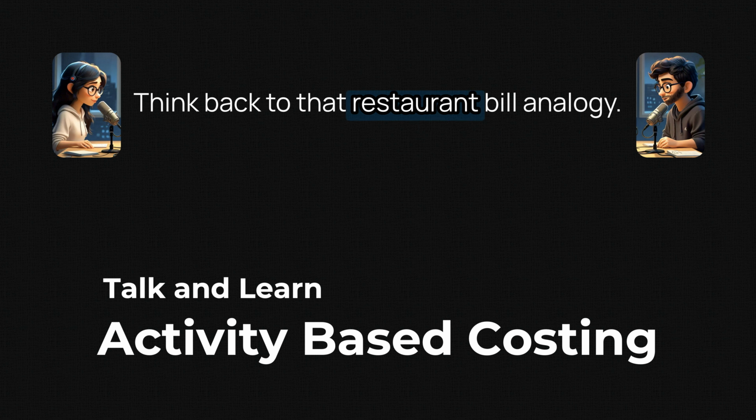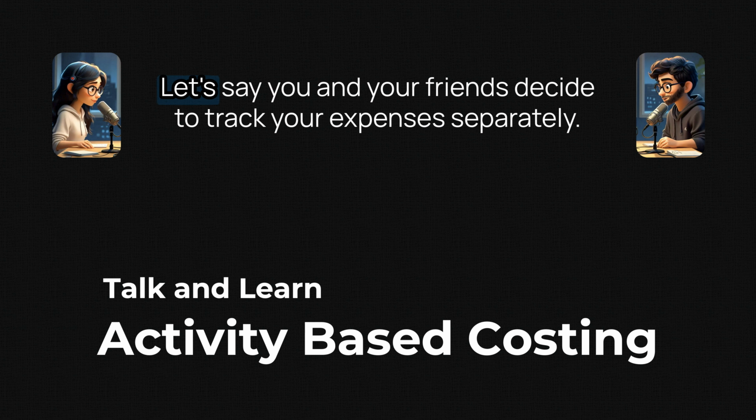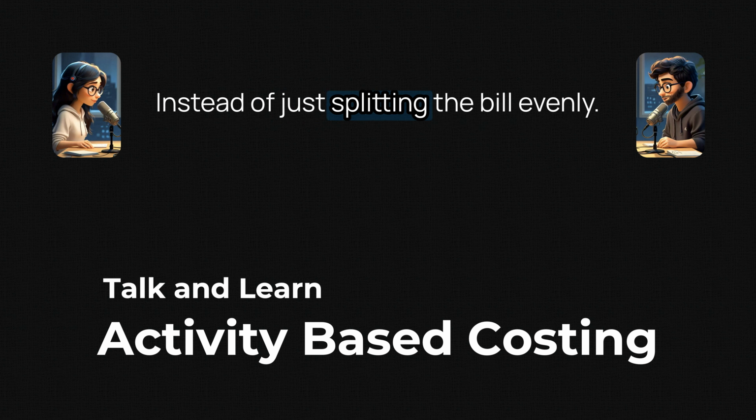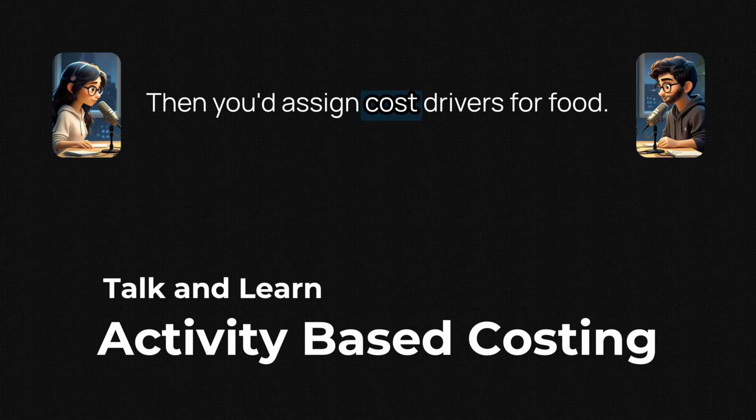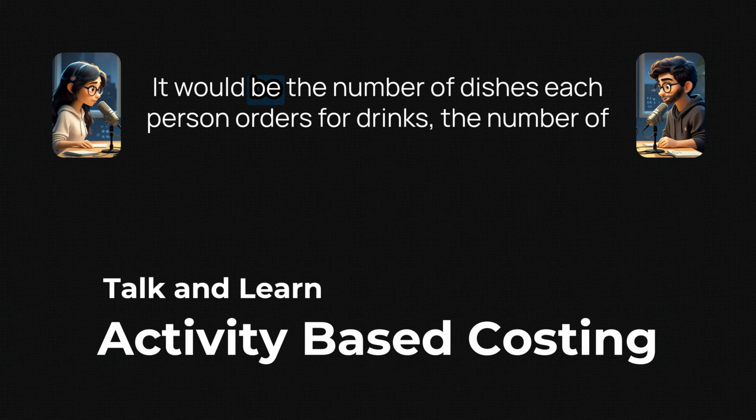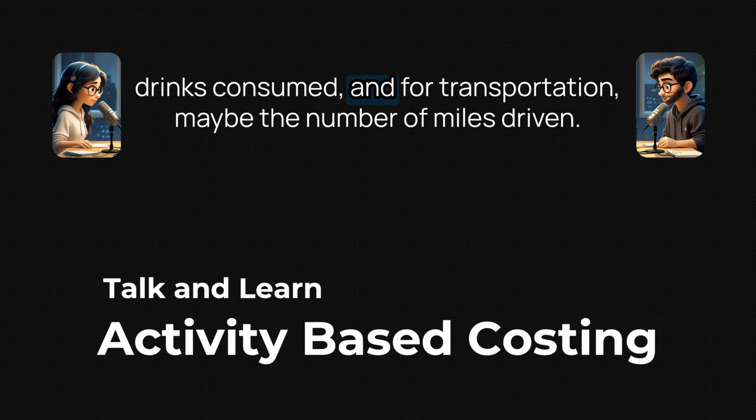Think back to that restaurant bill analogy. Let's say you and your friends decide to track your expenses separately. Instead of just splitting the bill evenly, you'd create cost pools for things like food, drinks, and maybe even transportation. Then you'd assign cost drivers. For food, it would be the number of dishes each person orders. For drinks, the number of drinks consumed. And for transportation, maybe the number of miles driven.